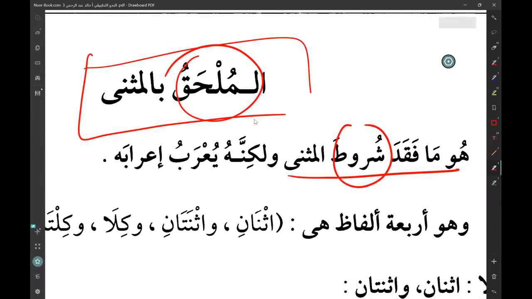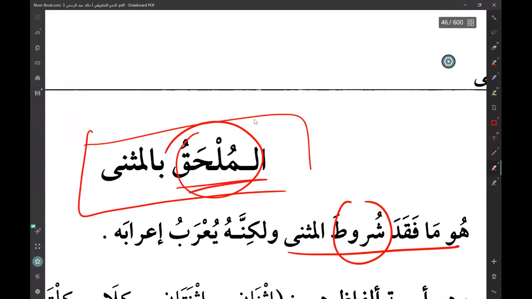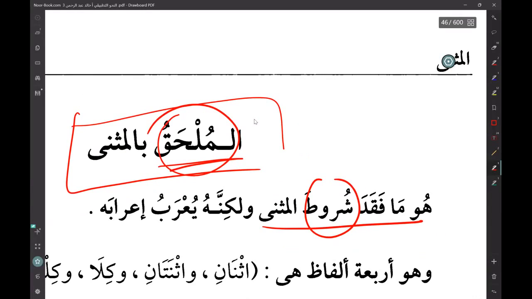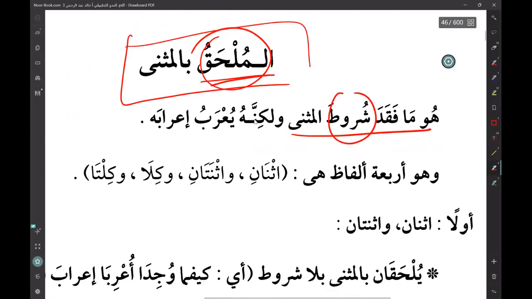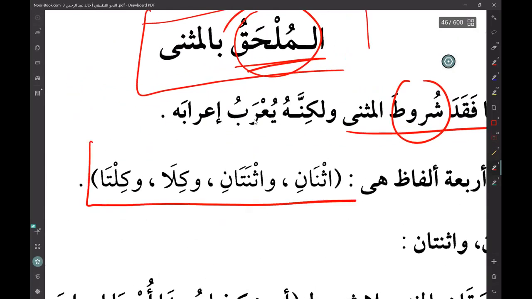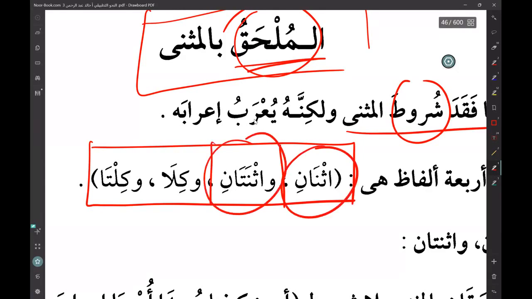So what's happening? We have some words, and this concept, again, will come in the plural as well, the sound plural, both masculine and feminine. So what we're saying is that we have a definition, and there are words that do not follow the conditions of the definition, but their i'rab is the same. So what are these words? In Arabic, there are only 4 words that screw up the whole thing of the muthanna. And the funny thing, and that's why I got so interested, is that the main word that we use for two does not fall under the muthanna. That is the mind-boggling thing.